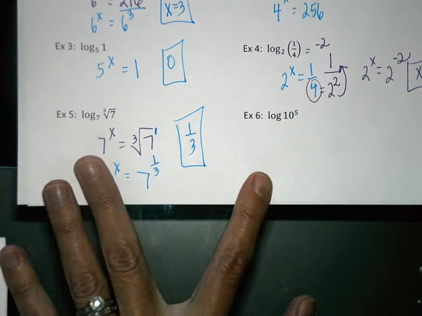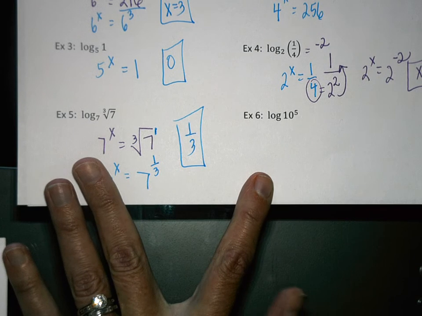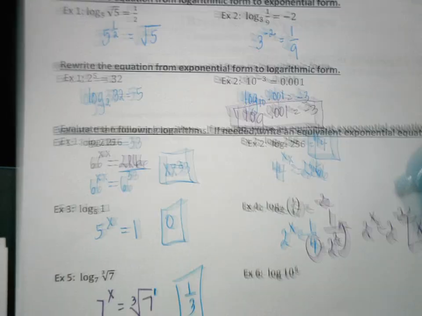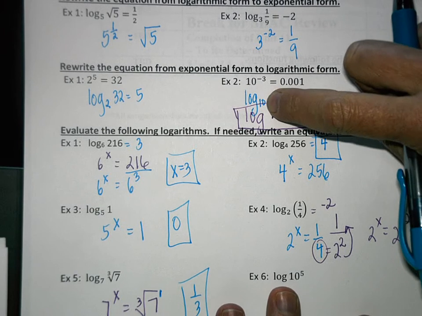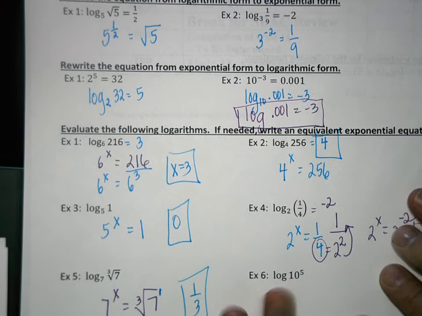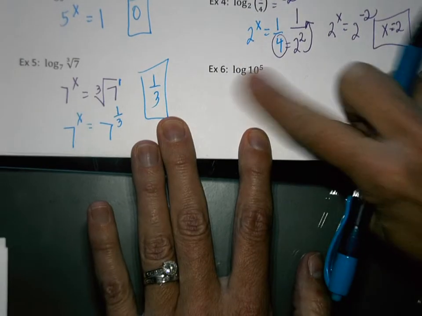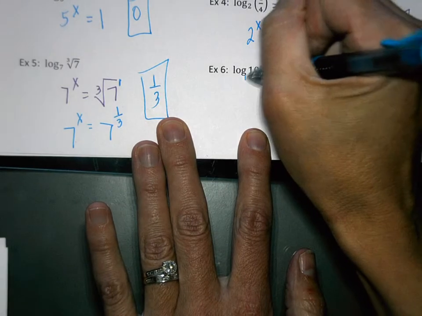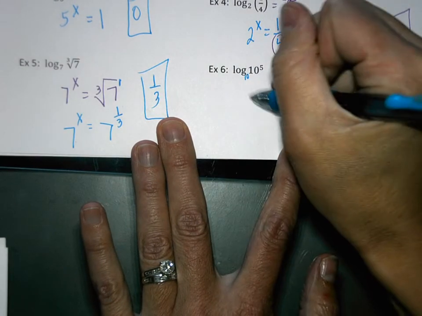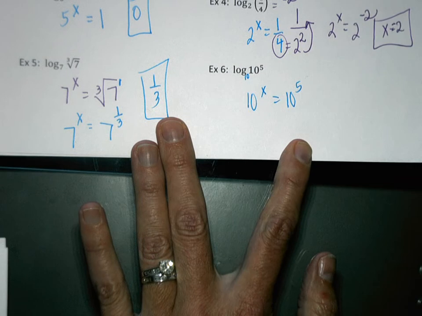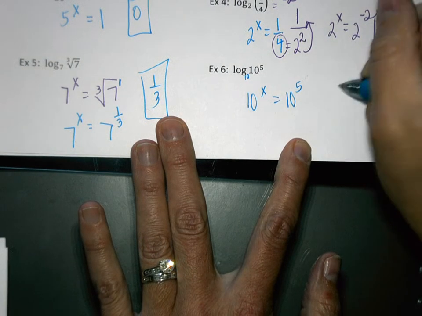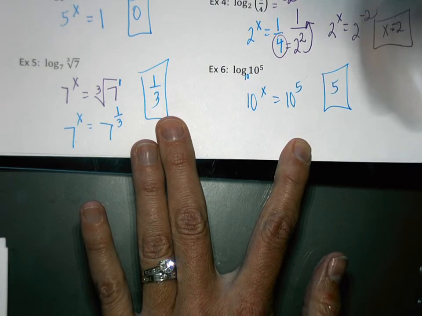Notice on example 6 here, it doesn't give us a base. So like in example 2 up here, I had said if it doesn't state what the base is, it's 10. And so on this one, notice it's not stating the base, so that means the base is actually 10. And so we're saying 10 to what power equals 10 to the 5th? Hopefully that answer is pretty easy for you, and that answer is 5.